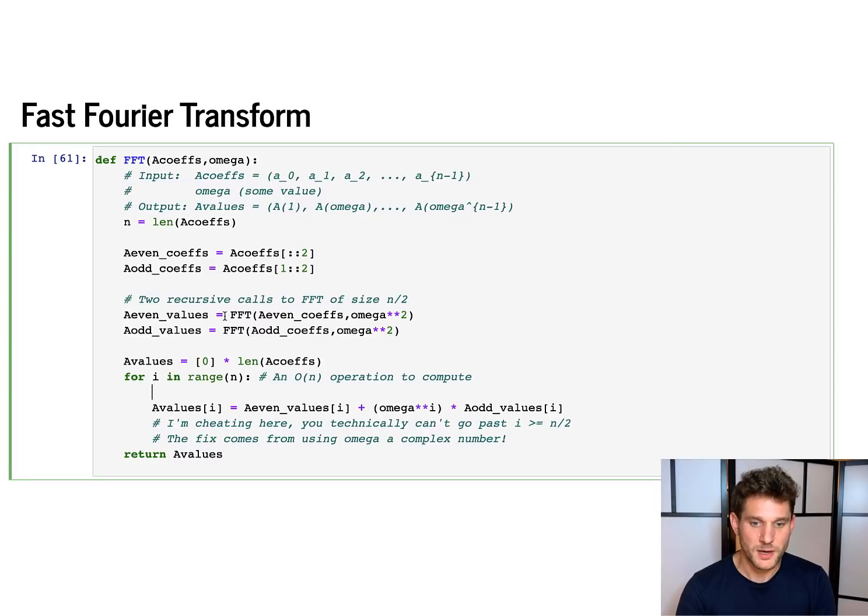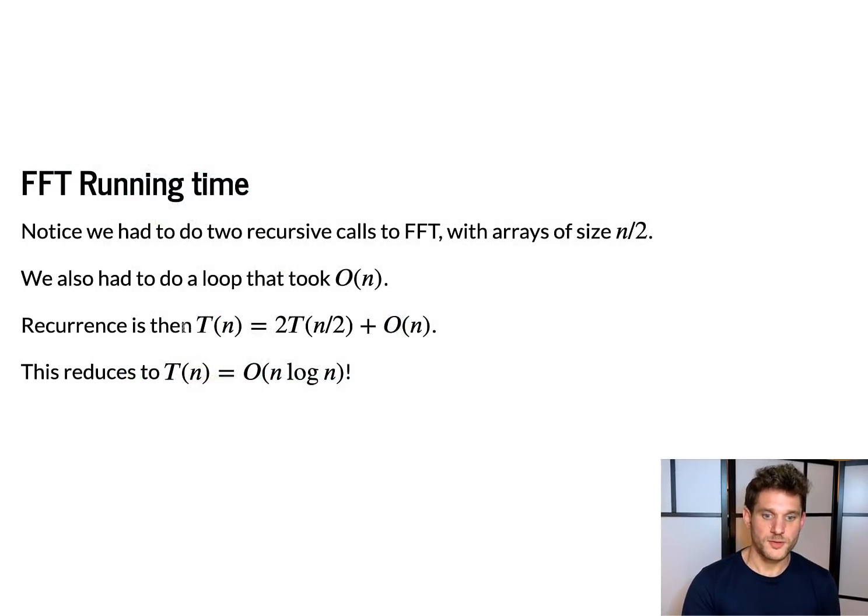So if T of n is the running time of this algorithm, I have a T of n over 2 instance, another T of n over 2 instance right here, and this O of n loop right here. So T of n equals 2 T of n over 2 plus O of n. We've actually seen that recurrence before. It's the same recurrence as merge sort, and you end up getting a running time of T of n equals O of n log n, which is very cool.